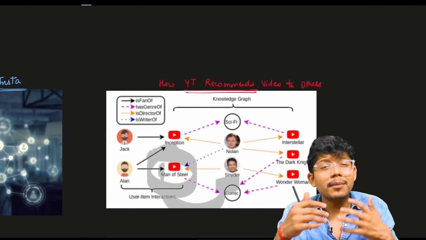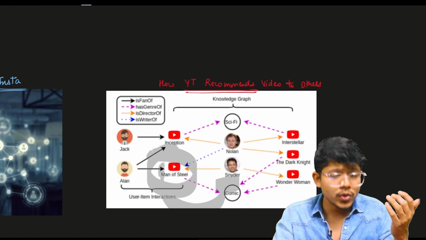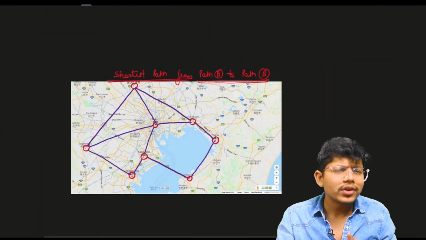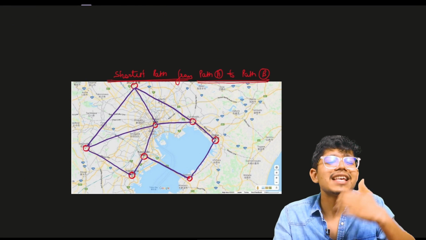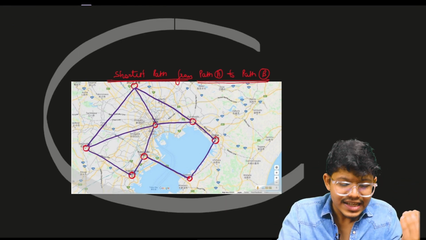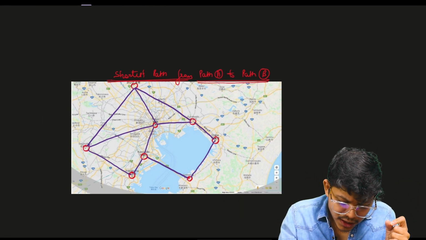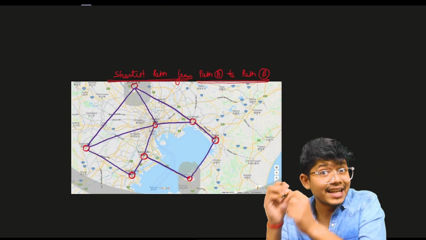And for sure, if you're talking about graphs, how can we forget our Google Maps? I know that for the shortest path, Google Maps is itself based on the graph, and you can easily find the shortest path from one node to another node because of the graph data structure.